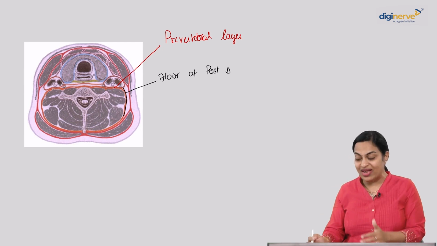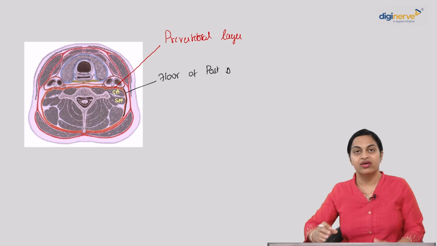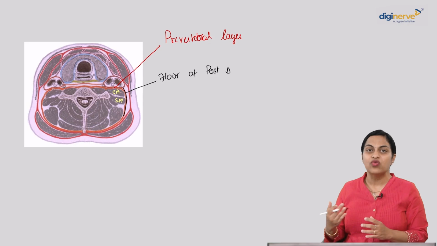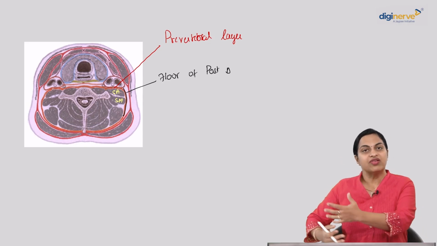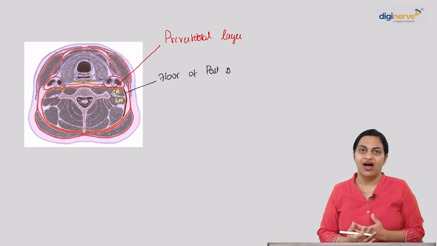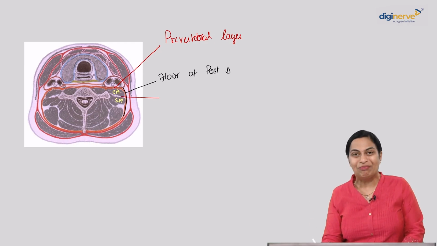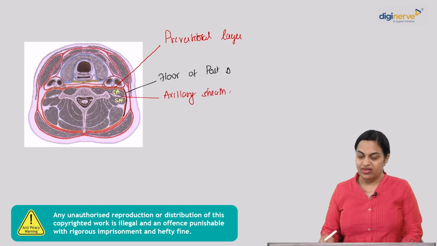And in between scalenus anterior and scalenus medius, this prevertebral layer will send an extension to cover the trunks of the brachial plexus and the subclavian artery. We know the trunks of the brachial plexus are going to supply the upper limb, and the subclavian artery is going to continue as the axillary artery. So this extension of the prevertebral fascia is called the axillary sheath. So that's about the three layers and their modifications.